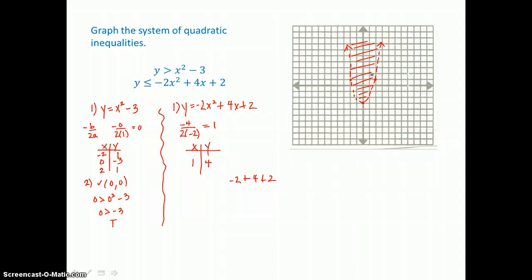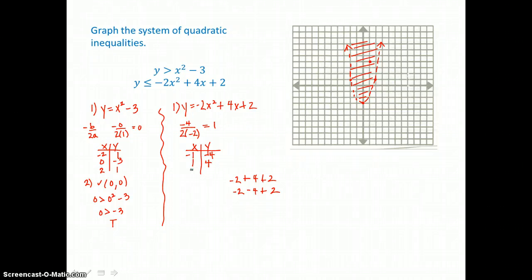So I'll graph (1, 4), and this parabola is opening down because my a value is negative. Again, I want to know how wide, so I'm going to put in -1 for x. -1 squared is 1, 1 times -2 is -2, -1 times 4 is -4, plus 2. So I'm finding that I have a y value of -4.